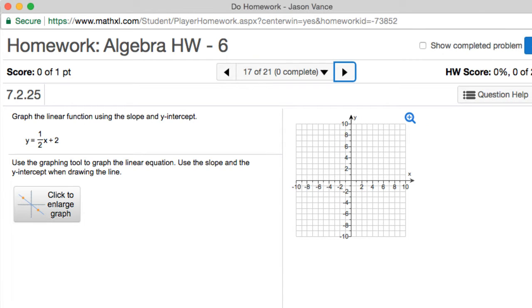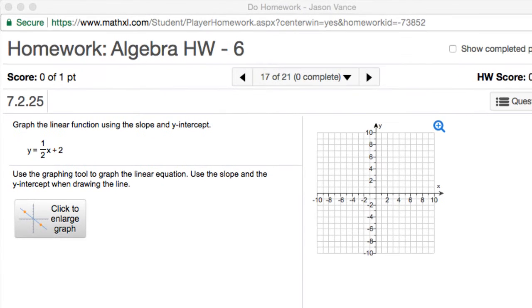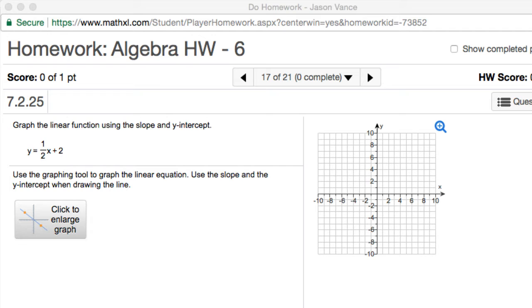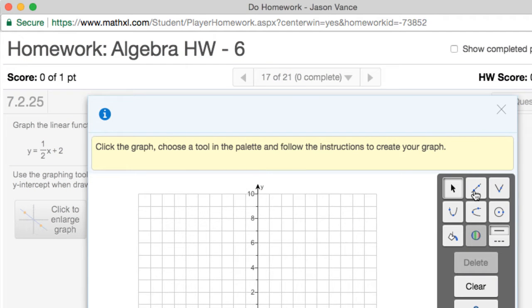Right. So in this case, the problem says graph the linear function using the slope y-intercept. And in this case, it's already given to us in slope-intercept form: y equals 1/2 x plus 2. The slope is 1/2 and the y-intercept is 2. So when you click enlarge graph and you click on the line tool, you move the mouse over to 2 on the y-axis, left click, and there you have the first point.